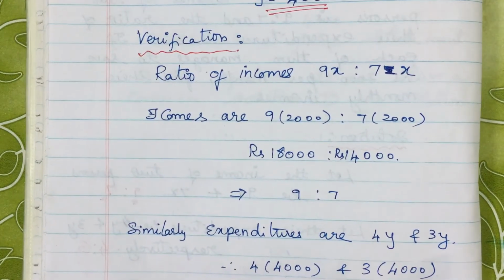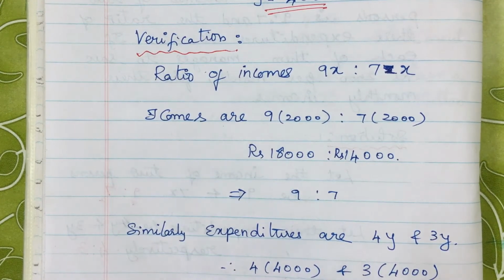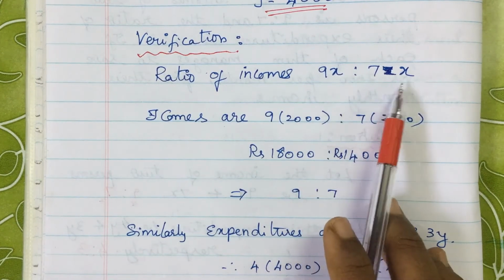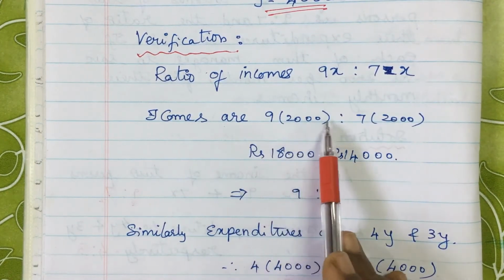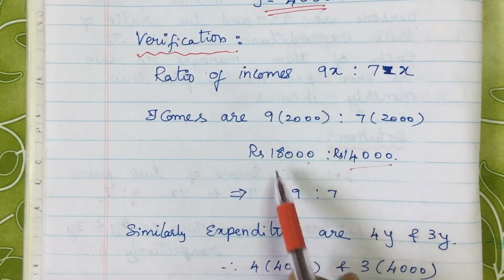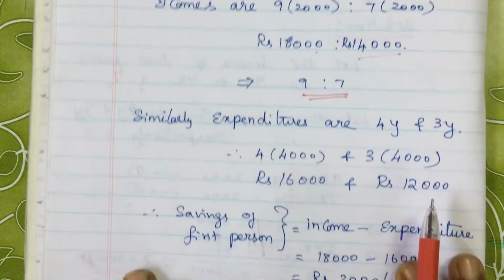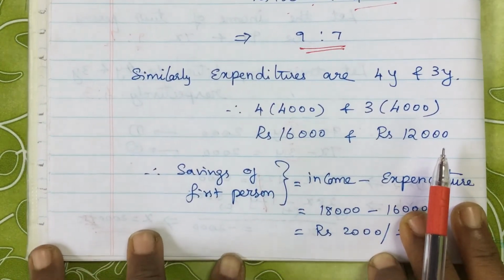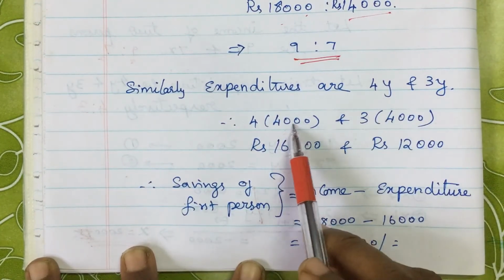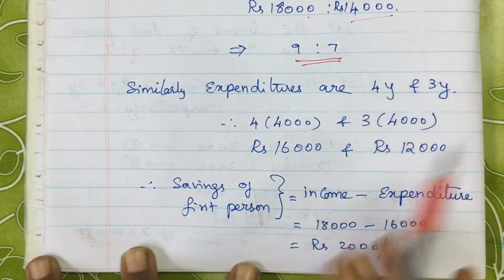So coming to the verification part and finding out the values of the incomes, the ratio of the incomes we have taken as 9x is to 7x. So I am multiplying the x value with 9 and 7, and I am getting 18,000 and 14,000. Again, if we cancel, you will get 9 is to 7. So it is verified on one side. Similarly, expenditures also you can follow the same procedure. It is 4y and 3y. Multiply your y value, and if you find the ratio, you will get 4 is to 3, right?